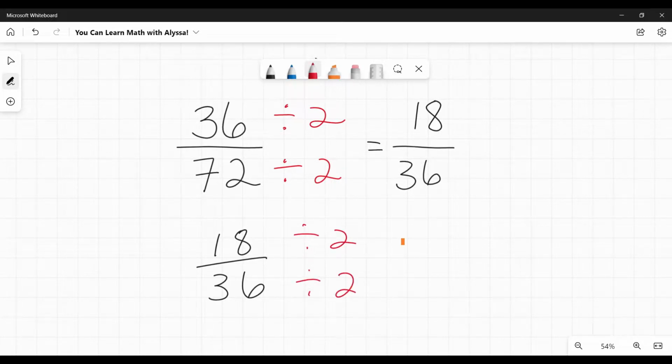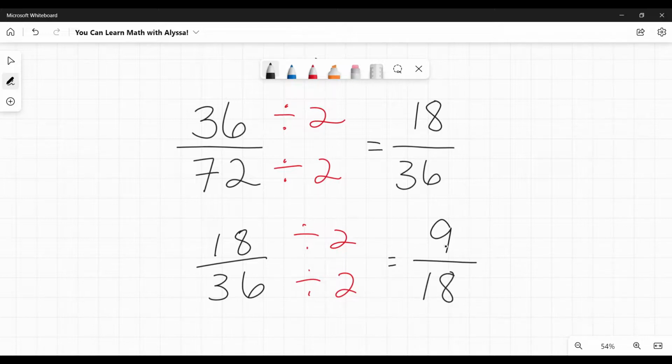And there's a lot of ways you can do this. You might also have looked at them and said, oh, this is 9 times 2, and that's 9 times 4. 9 goes into both of them. I can use 9. That's fine. Neither way is wrong. Both are right. When you do it by 2s, it might take you a little longer, but you're still going to get the right answer. It's okay. So on the top, 18 divided by 2 is 9. On the bottom, 36 divided by 2 is 18.